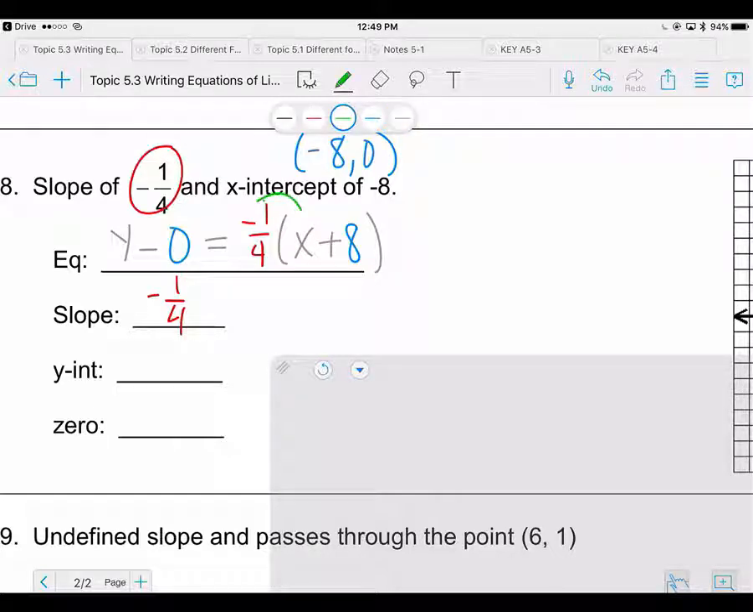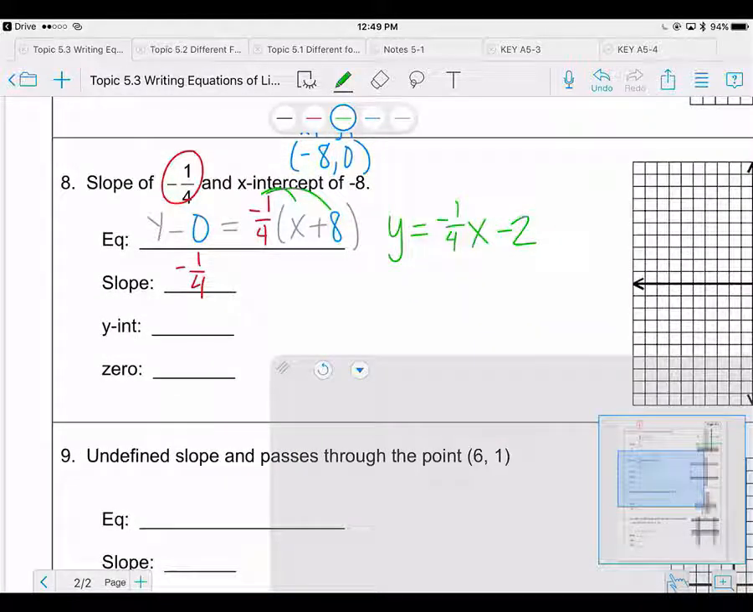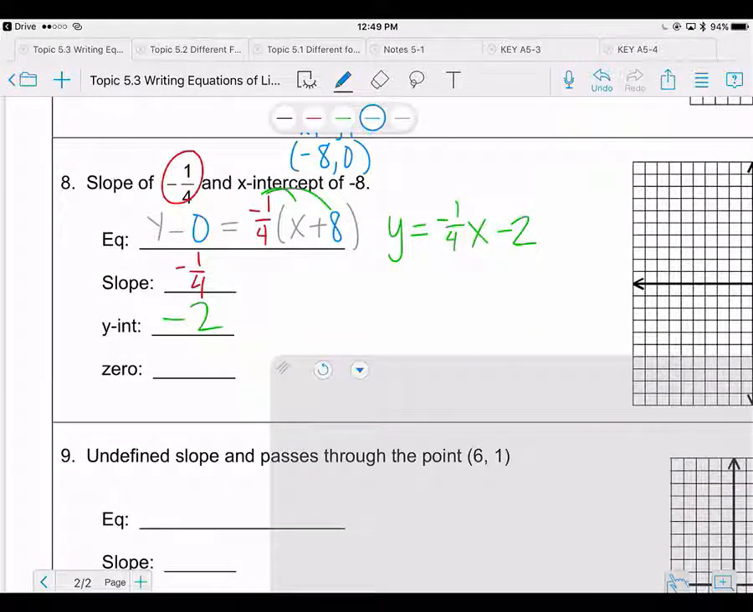So from here, I could solve. y minus 0 is just y. -1/4 times x, -1/4 times 8 would be a -2, meaning my y-intercept would be at -2, and the 0 was already given to me. Oh, sorry. When it says 0, they are asking for a number. When it says intercept, they are asking for a point. So this is the point 0, -2.